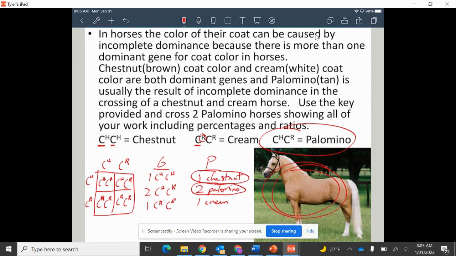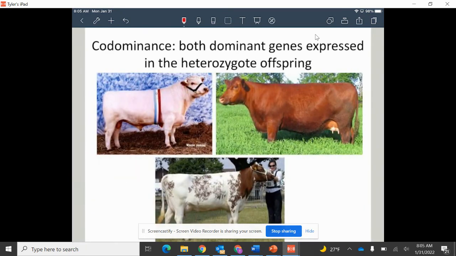And so I ask you a couple questions about that on your assignment. Make sure you peek at that. Okay. That's incomplete dominance, sort of a meeting in the middle. Neither one completely wins. You can see that here. Chestnut didn't win, cream didn't win. When you put them together, it makes something new.